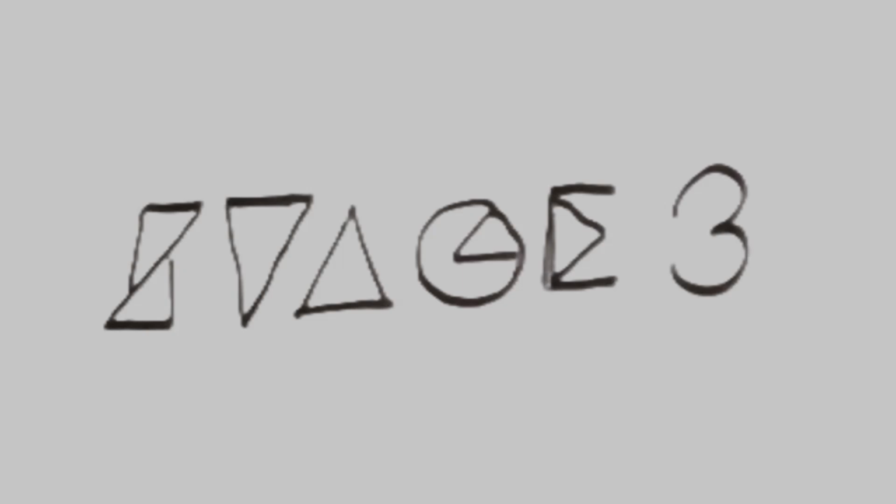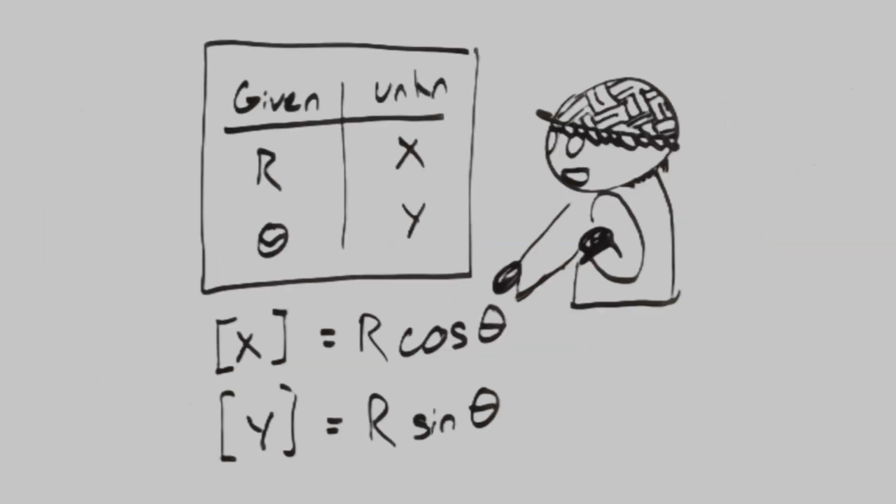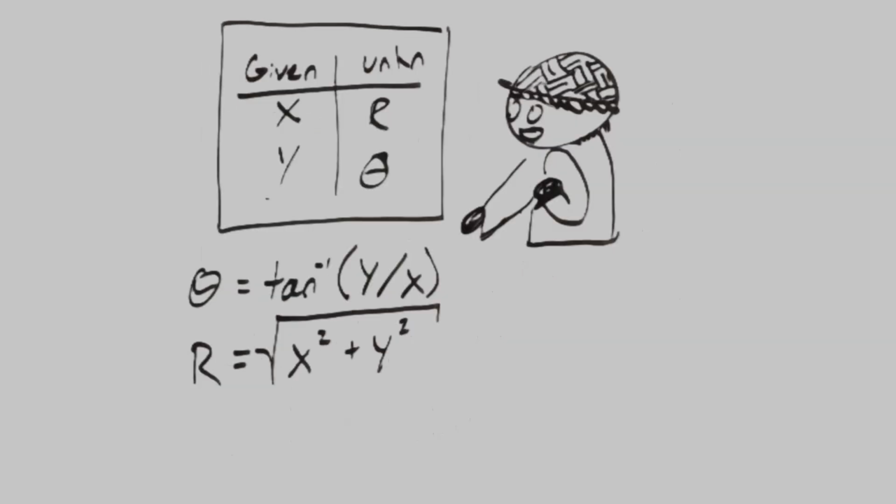If you know trigonometry, then you're at stage 3. You can actually use direction and magnitude alongside the xy representation. You can use the sine and cosine functions to convert from polar coordinates to Cartesian coordinates. And you can use the Pythagorean theorem and tangent to go from Cartesian coordinates to polar coordinates.